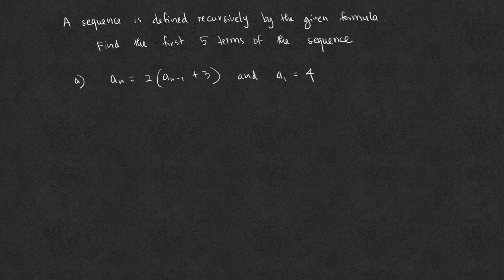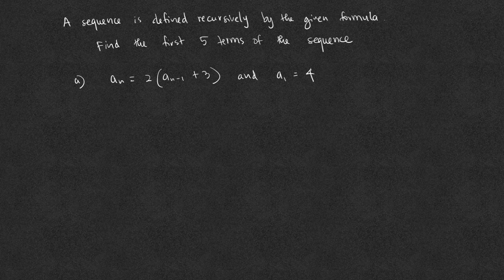A sequence is defined recursively by the given formula. Find the first 5 terms of the sequence. A recursive sequence is a sequence that depends on the initial definition. In this case, the initial term is defined as a sub 1 equals 4. We must use the initial term to determine the subsequent terms.